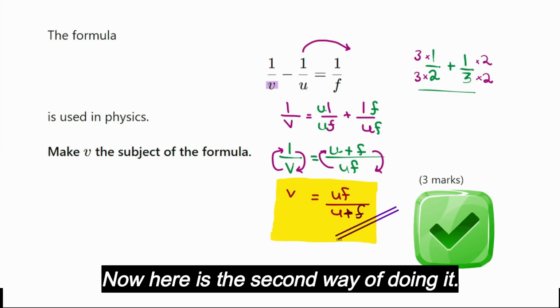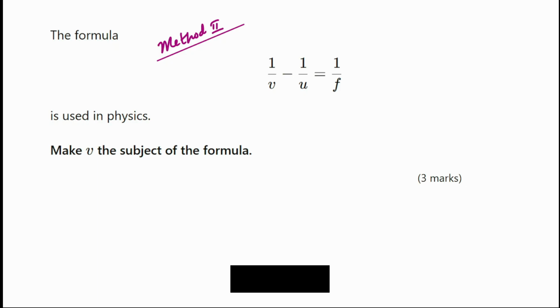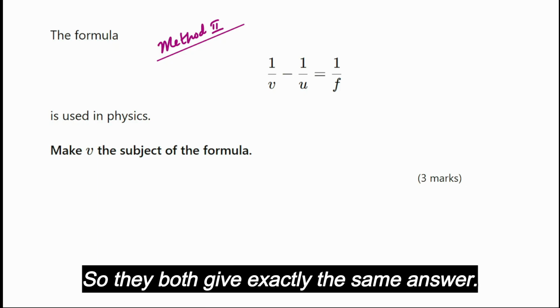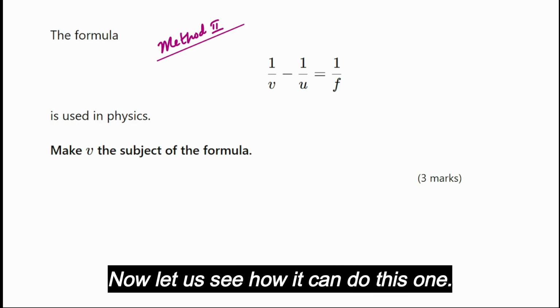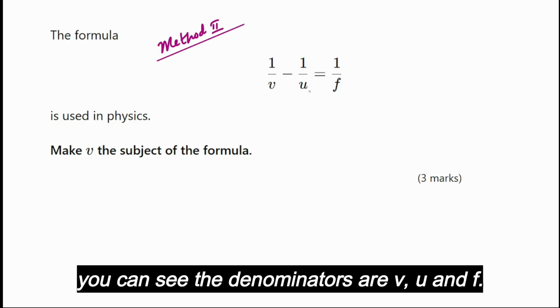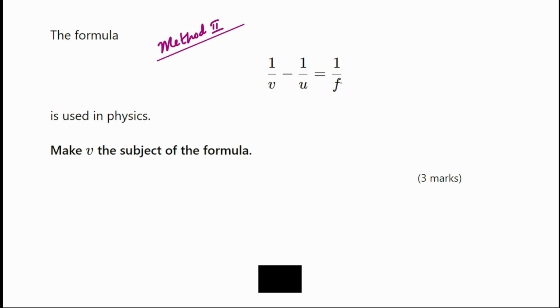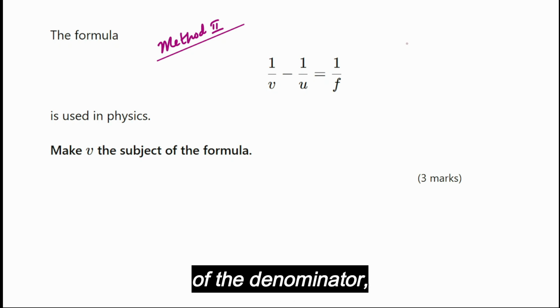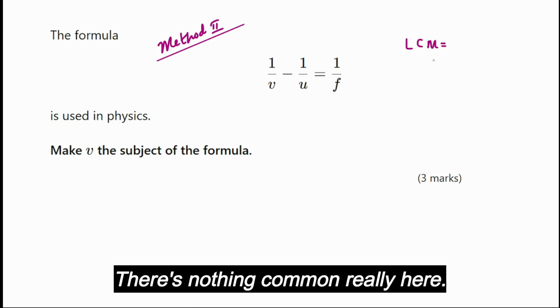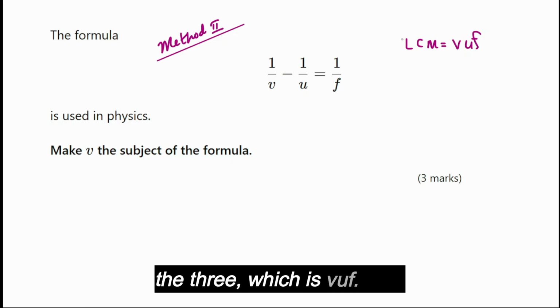Now here's the second way of doing it. So when you get a question like this, you can use either way. So they both give exactly the same answer. Now let's see how we can do this one. Now here you can see the denominators are V, U and F. So what we need to do is find the LCM of the denominators. All of these three letters, there's nothing common really here. The LCM would be just the multiplication of the 3, which is VUF.